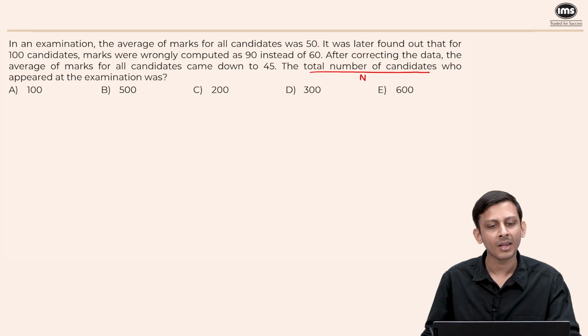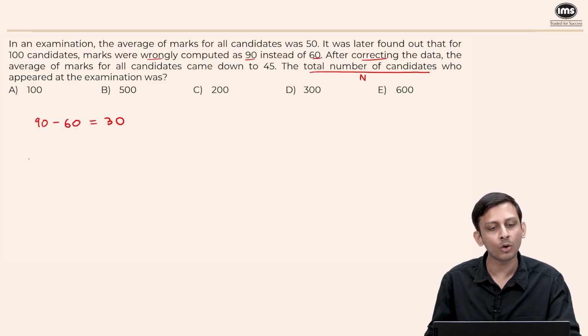What is happening? The average of marks for all candidates was 50, but it was later found that for 100 candidates, marks were wrongly computed as 90 instead of 60. So it should have been 60. It was wrongly calculated as 90. So let us find out what happens when we make the correction. The data is being corrected. So when we make the correction, what will be the change? 90, which was wrong, will now be reduced to 60. 90 to 60, the reduction will be of 30.